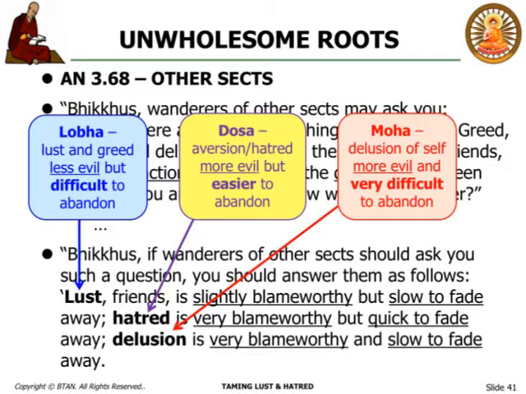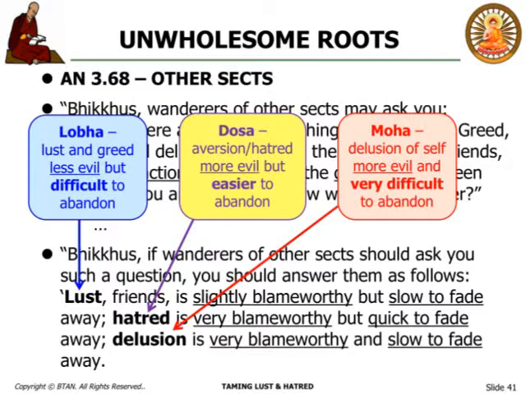So when he spoke about lust, this is what he meant. When we talk about lobha, the lust and greed is less evil than the other two in that sense. For lack of a better word, I'll use the word evil. But it can also be said to be less unwholesome than the other two, but difficult to get rid of, difficult to give up. See, lust, when we greed for something, it's very difficult to stop it.